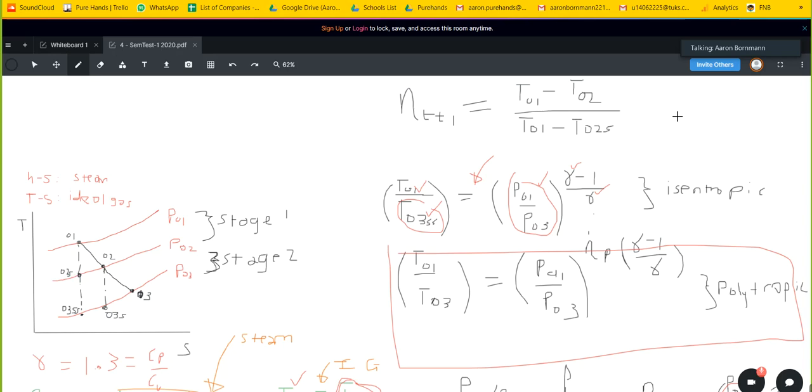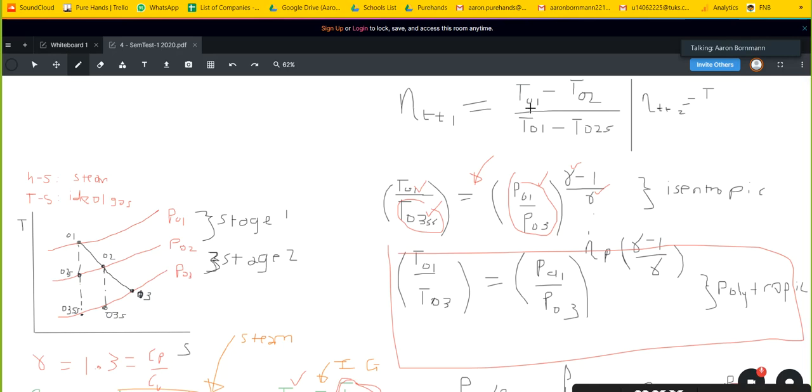So we have that, and then we also need to find our second one, which will be NTT2. The second stage over here is essentially this part divided by this part. If you want to try quickly and do that one just to practice, I'll give you a minute to get the second efficiency.